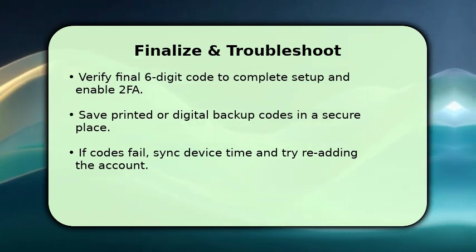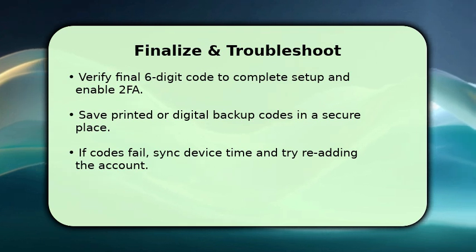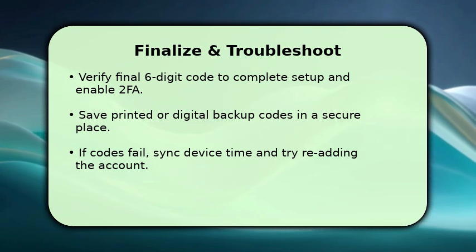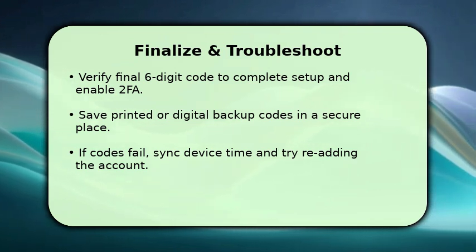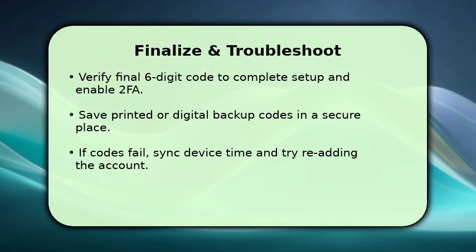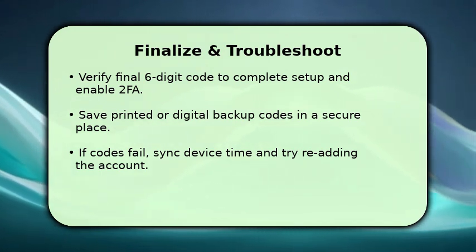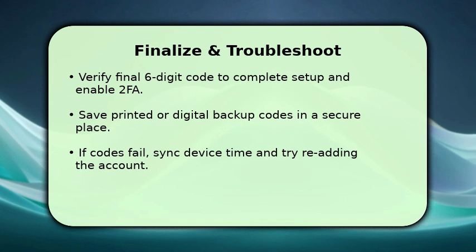Once active, download or write down backup codes and store them securely so you can access your account if you lose your phone. If the code is rejected, make sure your phone's time is set to automatic. Time drift causes invalid codes. If problems persist, remove and re-add the account in the Authenticator app and repeat the process.